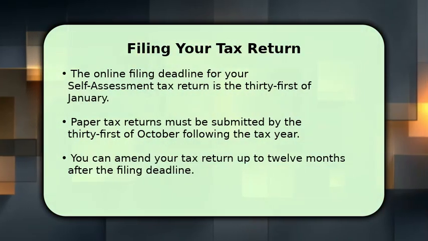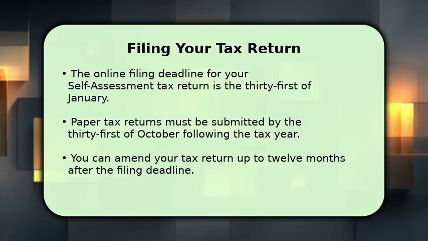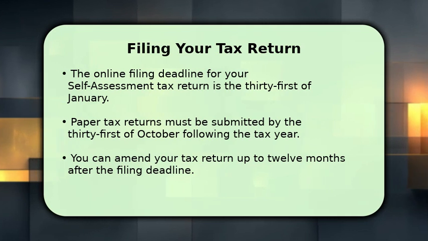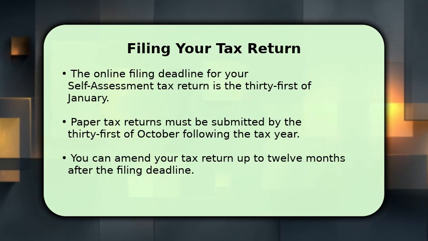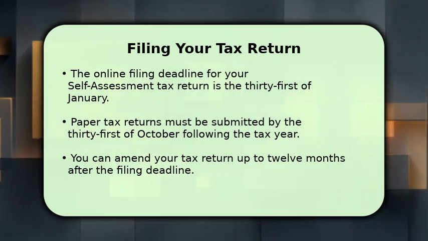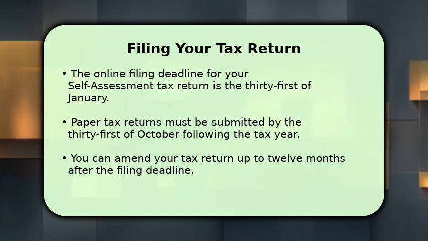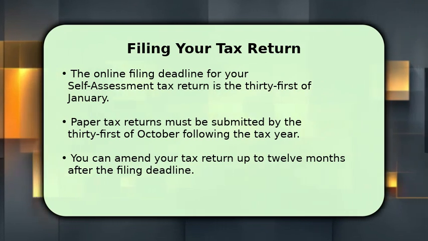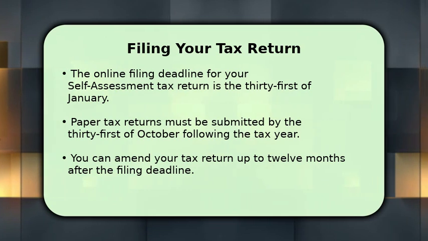Now, let's discuss filing your tax return. The online filing deadline for your self-assessment tax return is the 31st of January following the end of the tax year. If you prefer to file a paper return, the deadline is earlier, on the 31st of October. Remember these dates to avoid penalties. You also have the flexibility to amend your tax return up to 12 months after the original filing deadline, should you need to make any corrections.